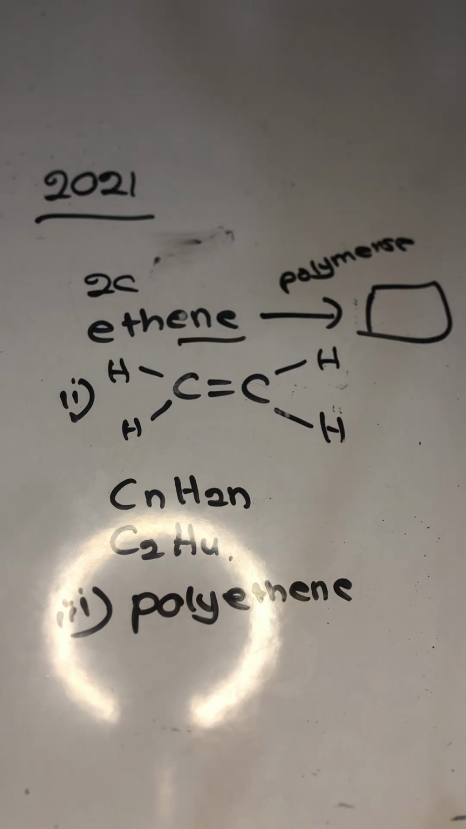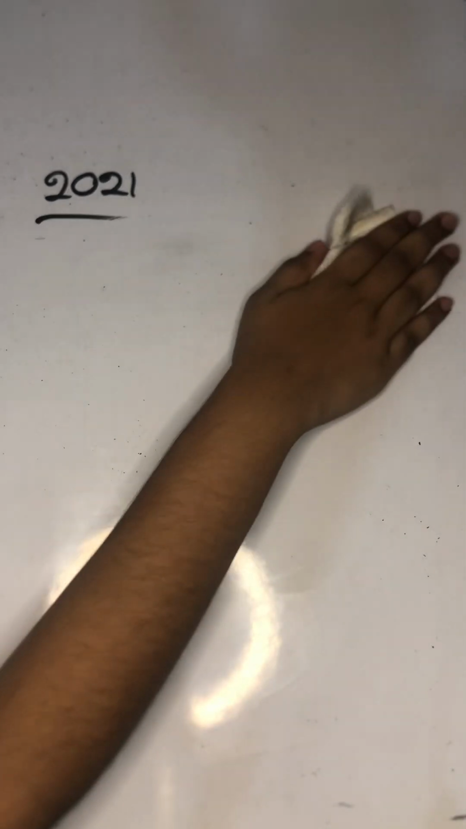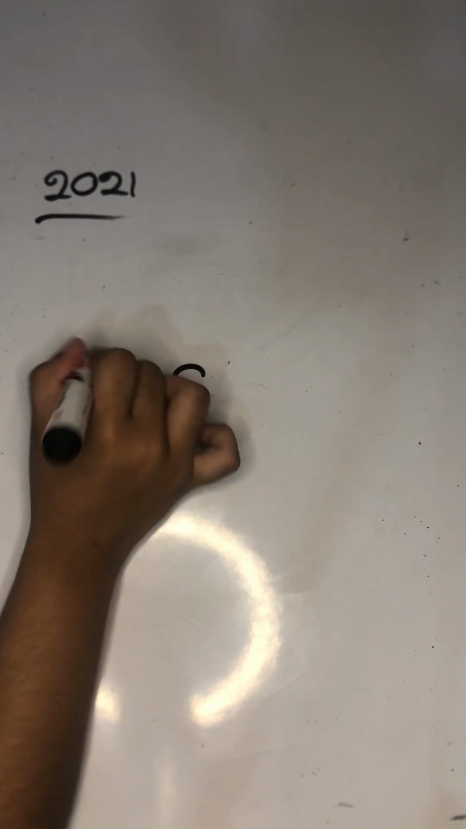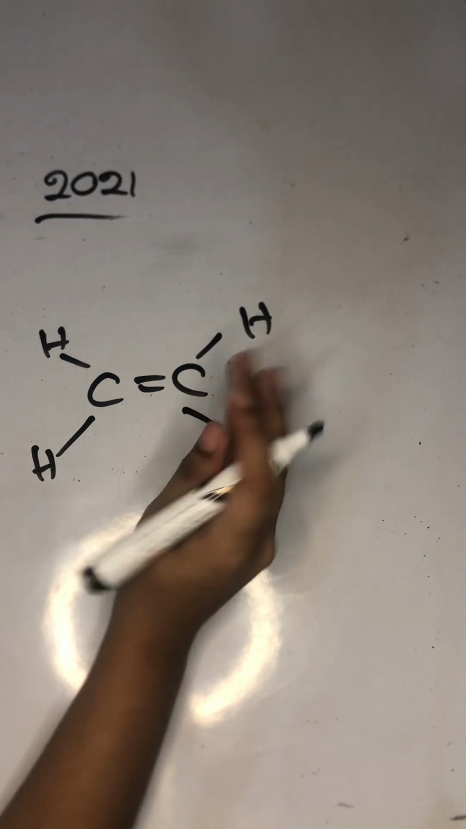So this is the third question's answer. The next question is: ethene can be polymerized, but ethane cannot be polymerized. Why is that? Okay, so go back to why. Now if you see, like this is ethene.